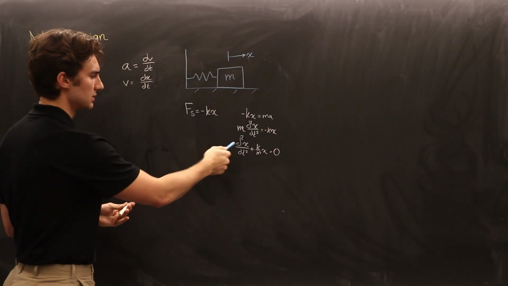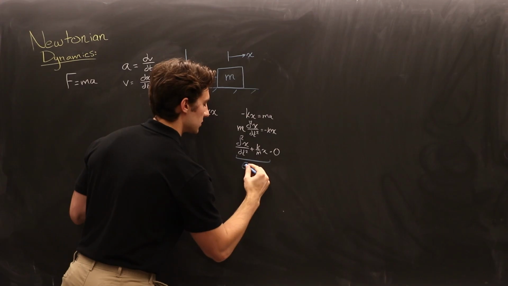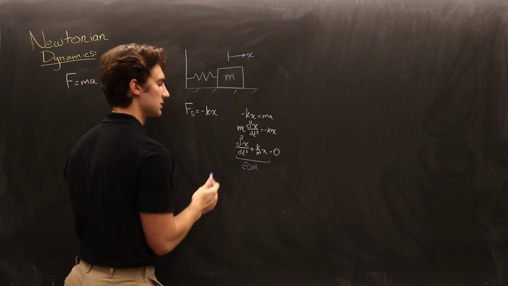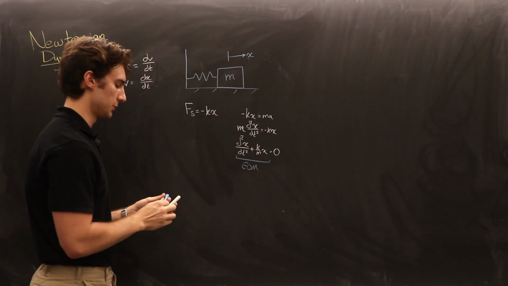And often we'll see this term here is called the equation of motion. So when we have all of our terms on the left-hand side equal to 0, that's typically what we denote as an equation of motion.